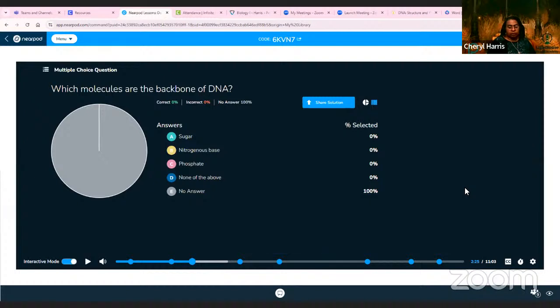Okay, go ahead and answer. Which molecules are the backbone? So we got three things. Not all three of them are the backbone.